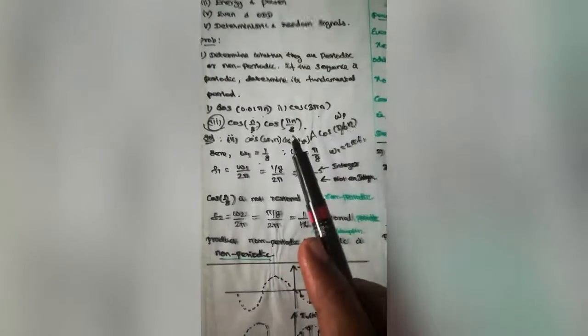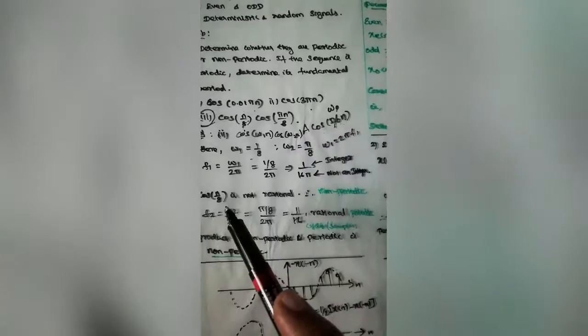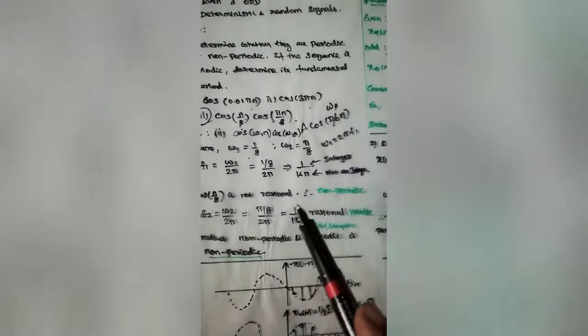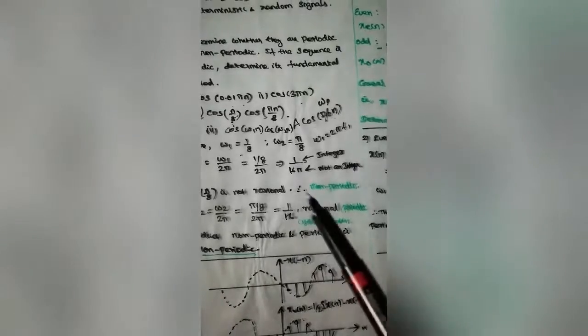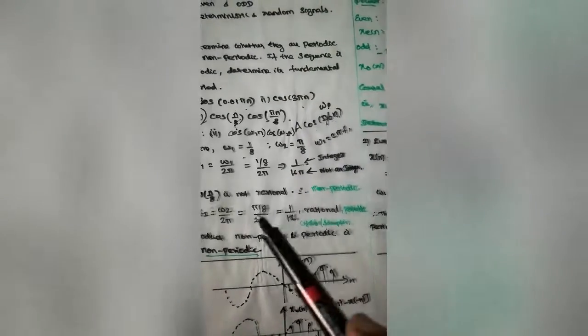Next you find out the second part. The second part is cos of pi n by 8. So here omega 2 is equal to pi by 8. So f2 is equal to omega 2 by 2 pi. Substitute the value for omega 2, that is pi by 8 divided by 2 pi. Pi and pi cancel out, so 1 by 8 divided by 2, which is nothing but 1 by 16. Now both are integers, so the given term is said to be rational. Therefore this signal is said to be periodic.